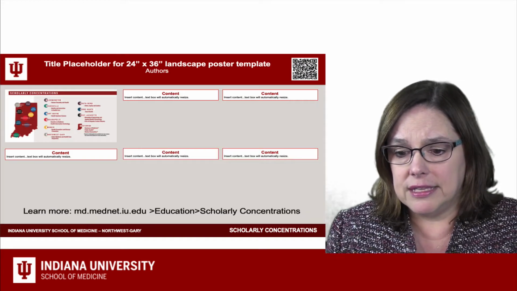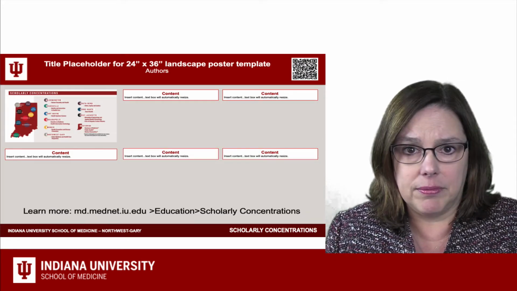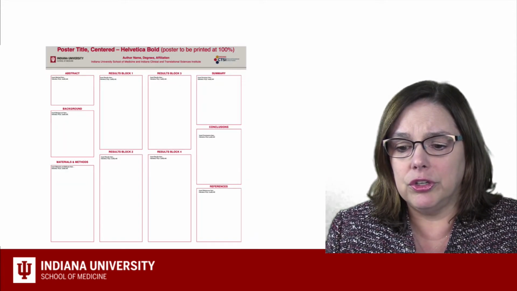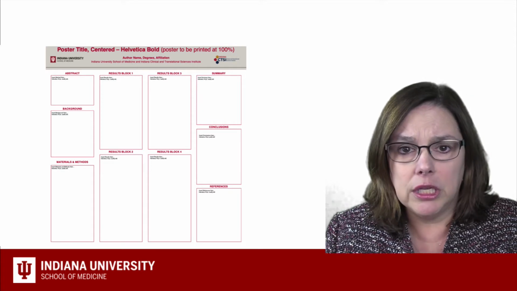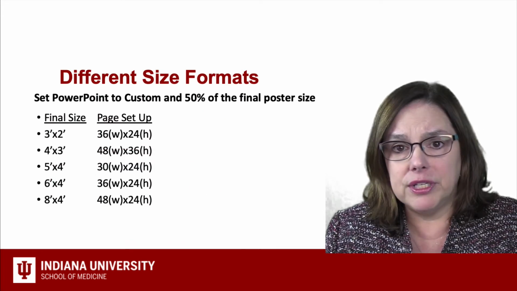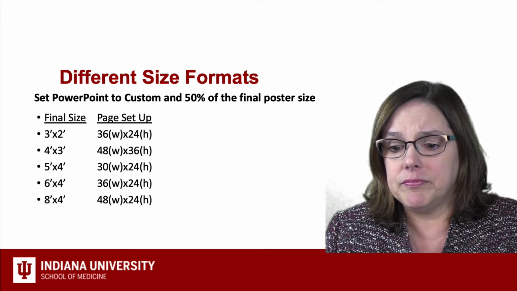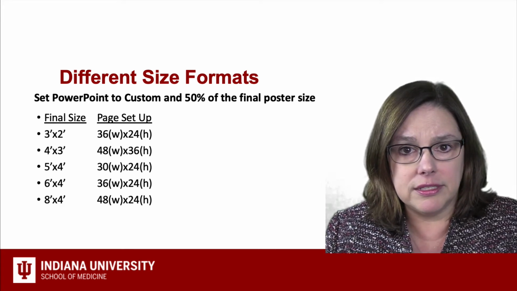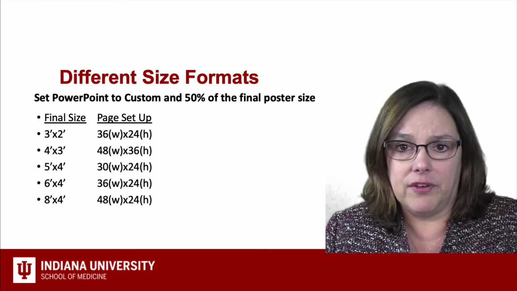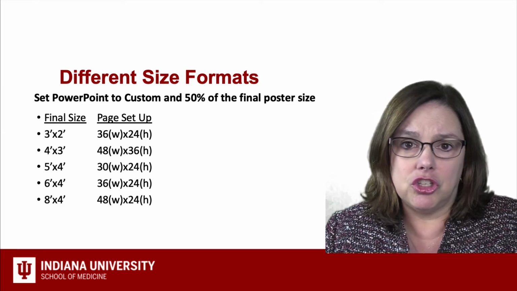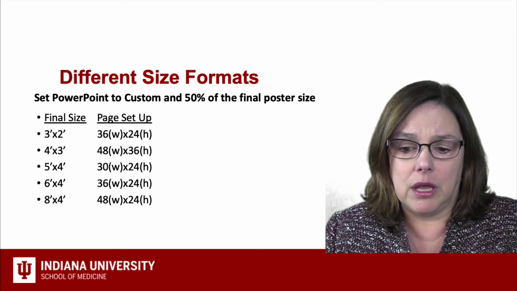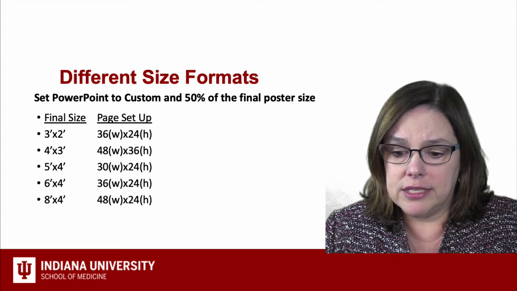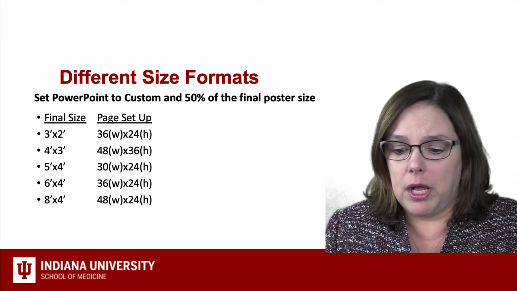There's two different sizes. There's the landscape traditional size, and then there's the portrait or European size. It's a little smaller. Here are some different size formats. So you want to go to PowerPoint and the custom setting, and 50% of the final poster size, and here's the dimensions you would put in to get the different size of your poster. And again, your cost is going to go into this as well.